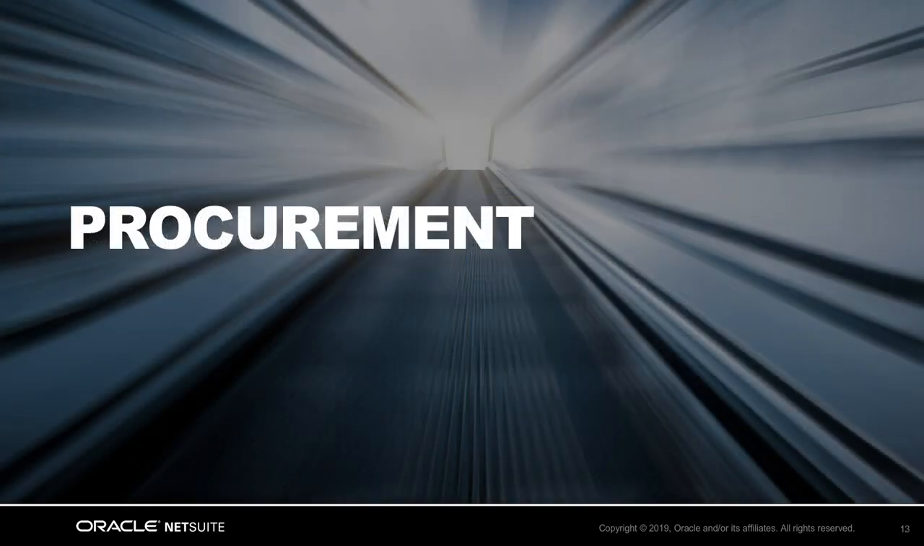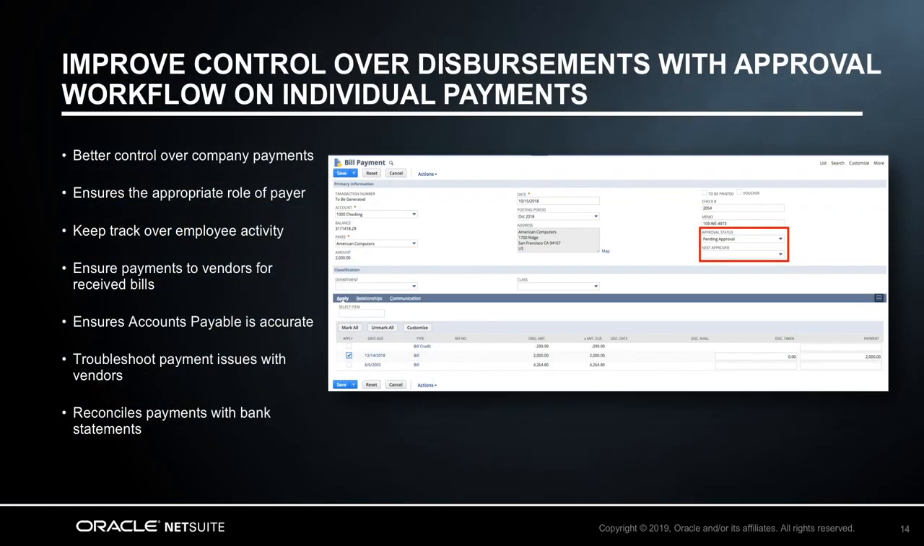Moving on to procurement highlights. This new functionality provides the ability to add approvals on specific payments in accounts payable. When a user creates a payment for a bill, a transaction for a single vendor payment, or an employee expense report, for example, you can now choose to have an approval workflow in order to approve, process, and complete the specific payment. Control is enhanced as the payment cannot be processed until the payment has been approved.